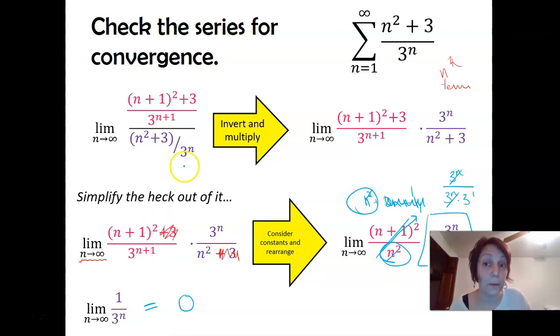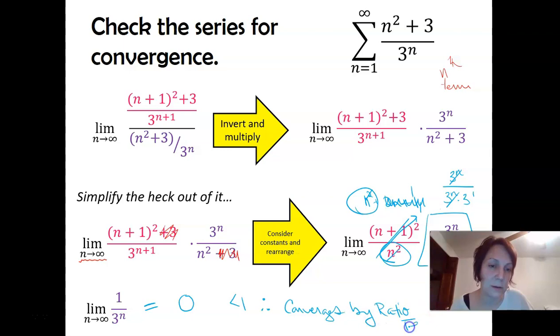So, it looked really ugly. We did some algebra simplification. We ended up with a really simple limit. More importantly, this answer, this number that we got, tells us whether or not the series converges or diverges. This number is less than 1. Therefore, it converges by the ratio test. Done. Easy peasy. Okay? Looks ugly. It's not too terrible. All right, let's do another one.